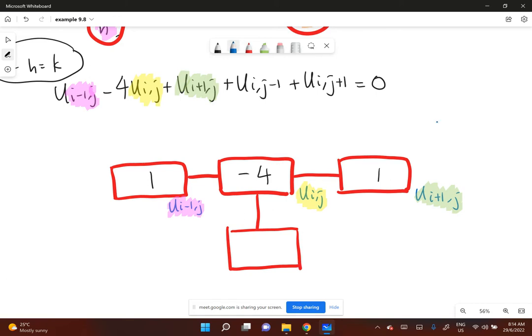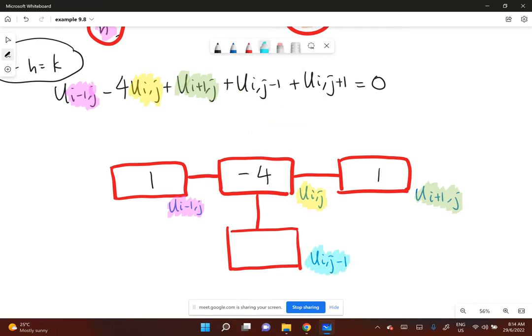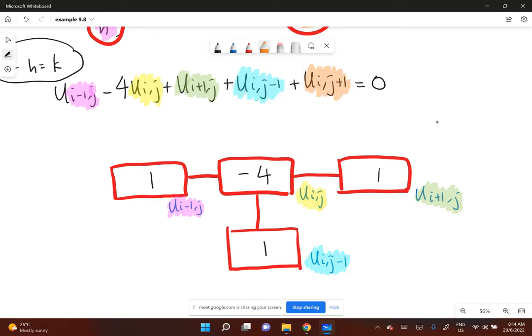this is u_{i-1,j}. This one, u_{i-1,j}, is this one. So this is 1. And then the last one is this one, u_{i,j+1}. So u_{i,j+1} is on the top here. This is u_{i,j+1}. Okay, so here this is 1 as well. And then equal to 0. So this is the molecule graph.